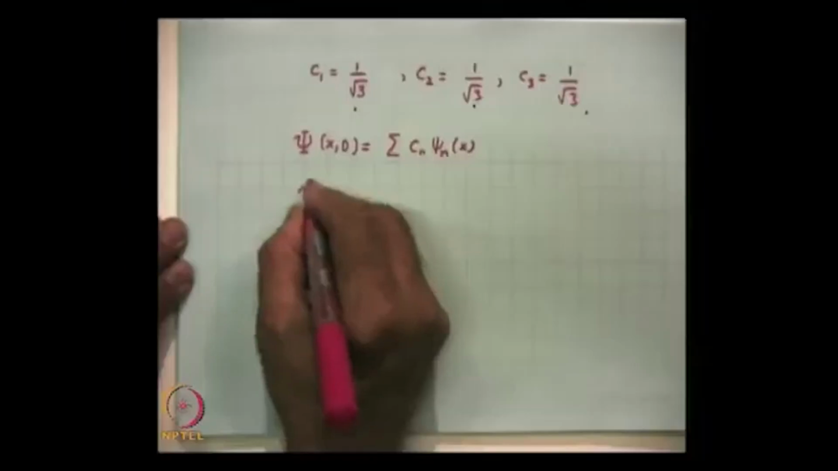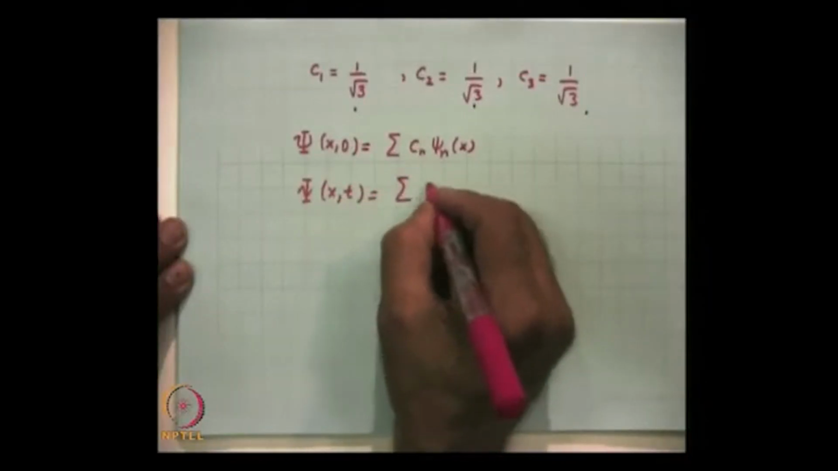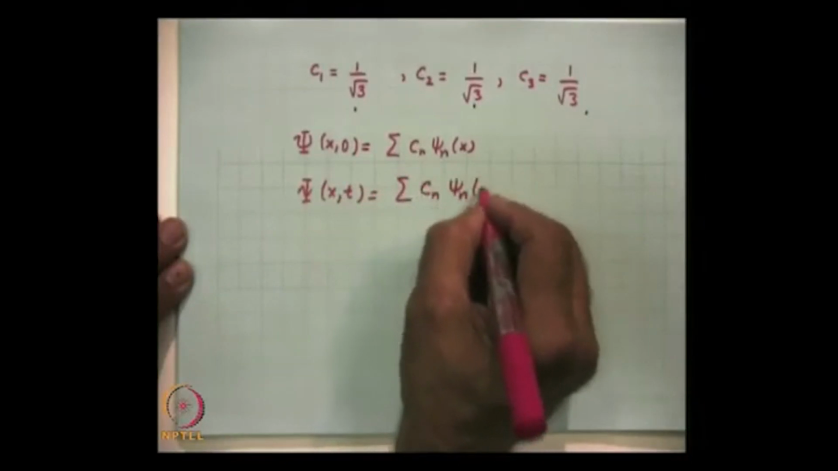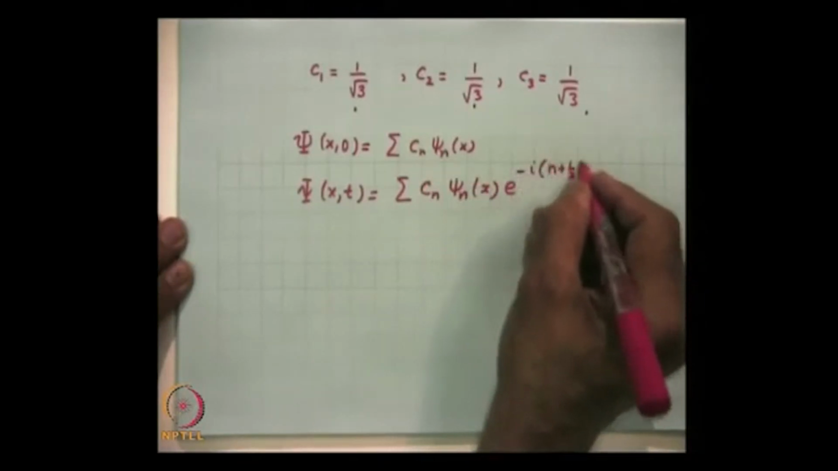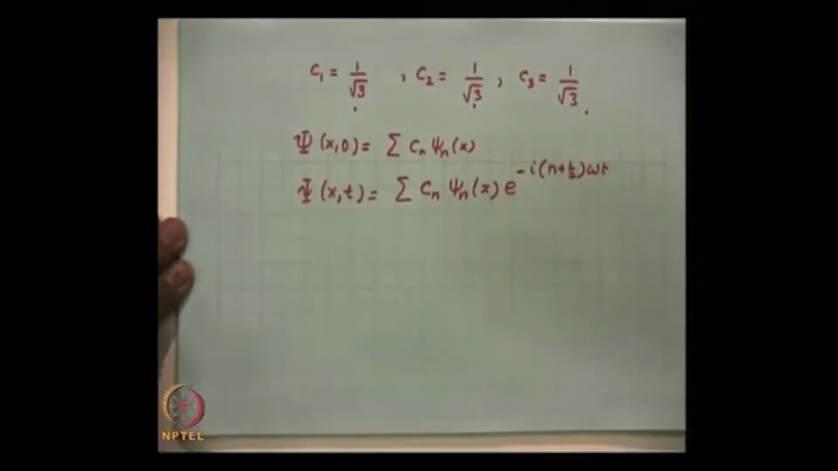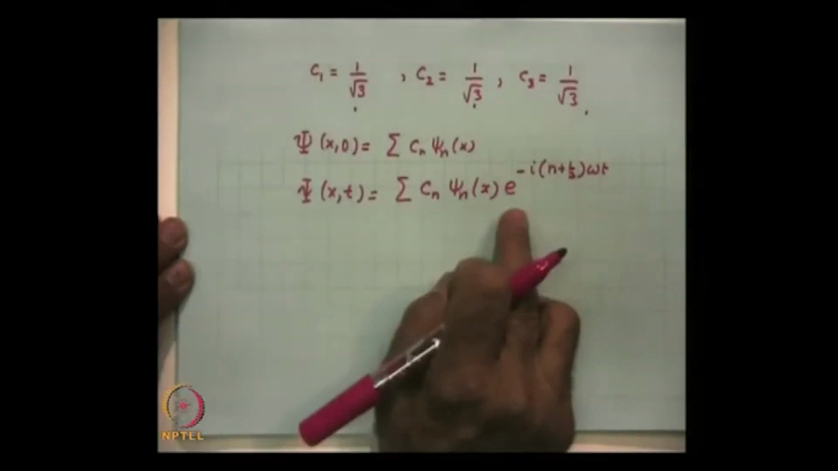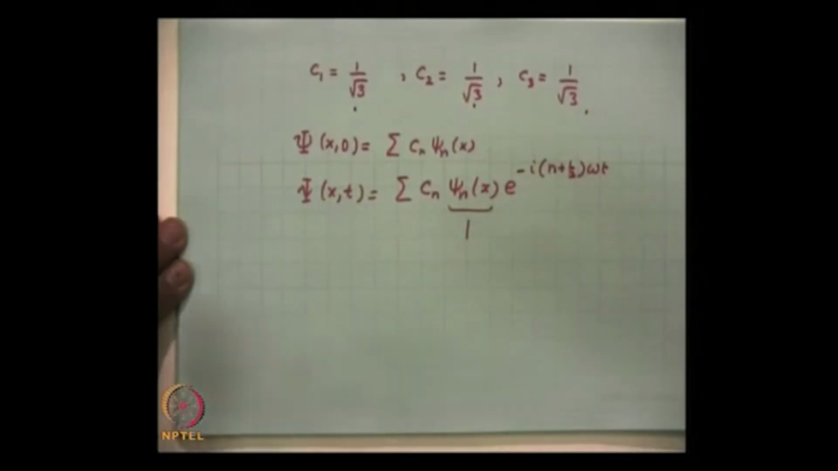However, when I wrote down psi of x comma 0 is equal to the sum of C n psi n of x, and psi of x comma t, how will it evolve with time? Psi n of x e to the power of minus i (n plus half) omega t. The phase factor will change. The coefficient Cn, the modulus square of that does not change with time.